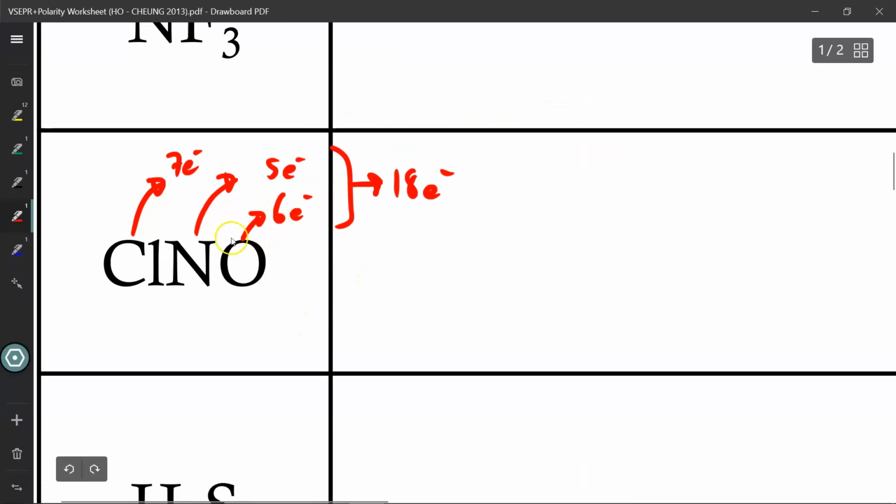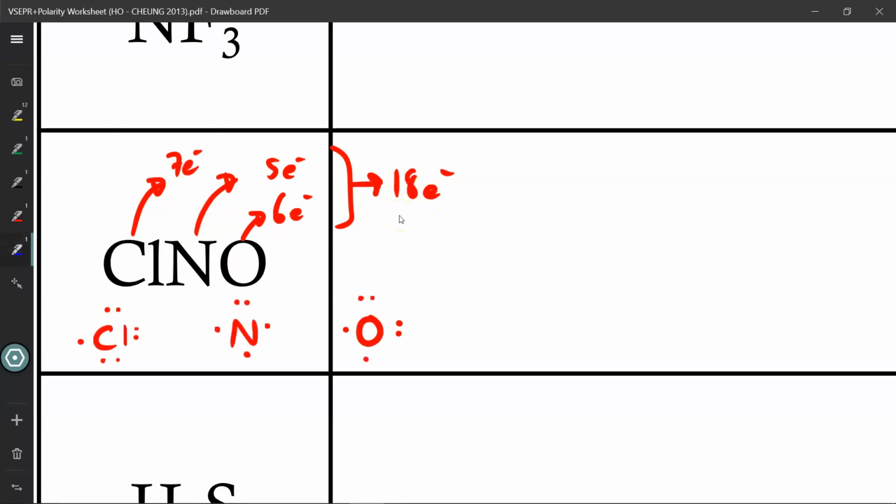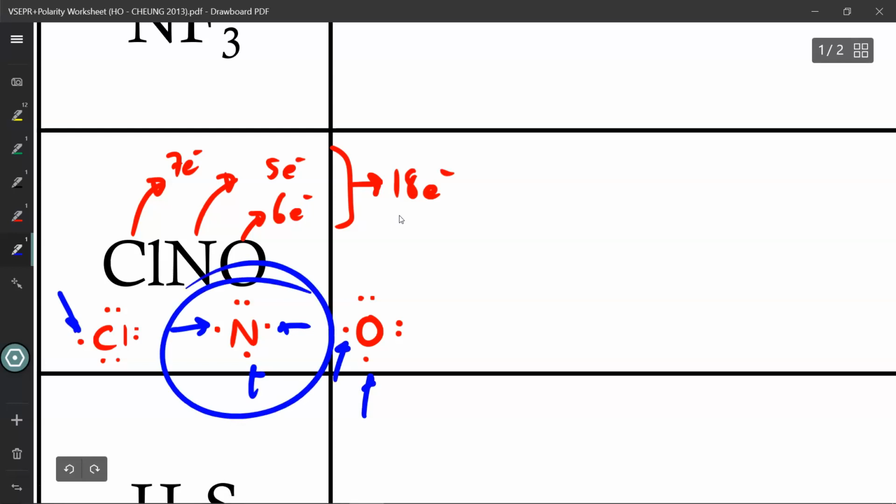So 6 electrons on the oxygen, 5 from nitrogen, 7 from chlorine rather. And then we're going to get a total of 18 electrons we need to account for. I'm going to choose nitrogen to be my central atom because it has 3 areas where it can bond. Chlorine can only bond in 1 area, and oxygen can bond in 2 areas. So nitrogen has the most bond sites.